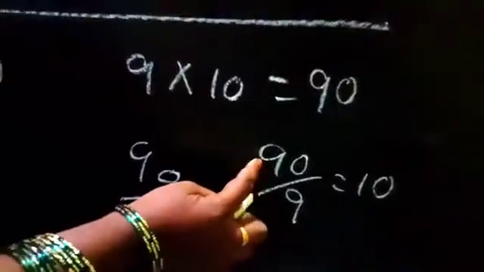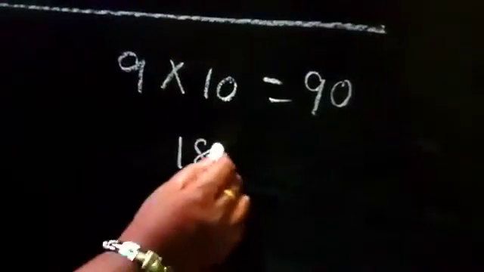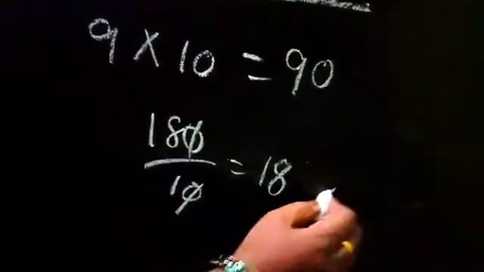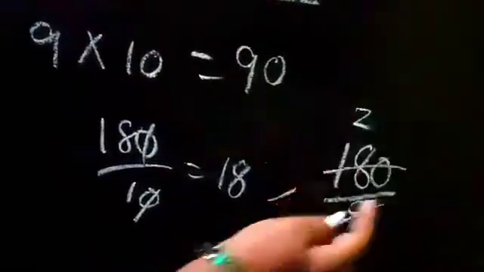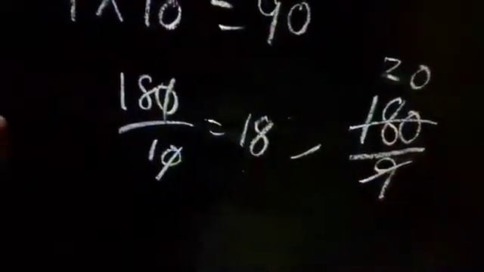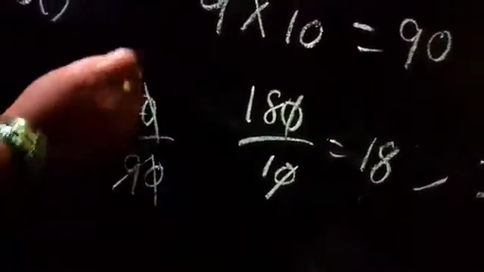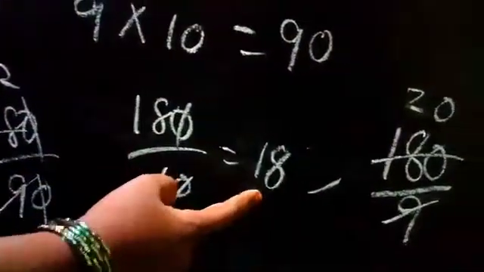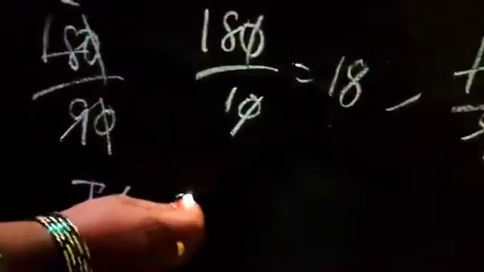We can take one more example. 180 divided by 10: the 0 gets cancelled, and we get 18. Also, 180 can be divided by 9, because 9 2s are 18, so it gives 20. 180 can be divided by 90 also: 2 times is 90, the 10 table 18 times, the 9 table 20 times. So it can be divisible. Therefore it is true.